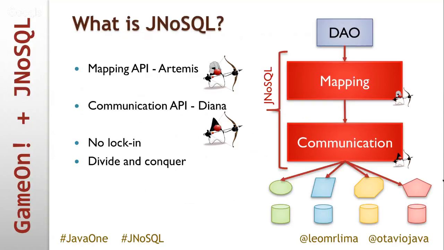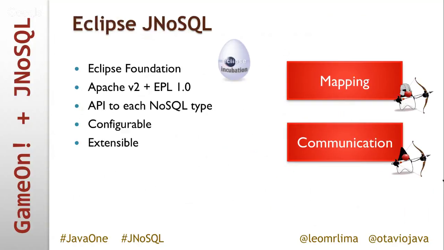The idea is that you use the NoSQL database as your DAO layer. From your DAO layer, you just map directly to your database. It's an Eclipse project, still in incubation, I think, but an upcoming Eclipse project, licensed under Apache v2 and also EPL 1.0. There is an API for each NoSQL type, and I'm going to cover this in the communication layer. It's highly configurable and highly extensible.